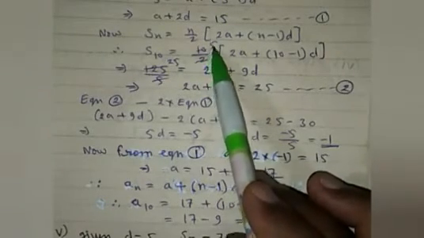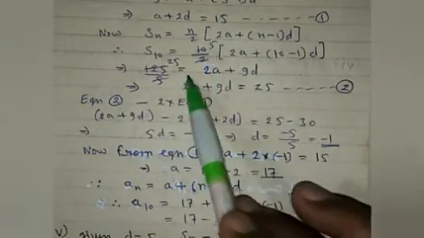So here, taking the left hand side, it will be divided by 5. So 125 divided by 5 is equal to 2a plus 9d. So here 2a plus 9d is equal to 25. Now it is equation number 2.